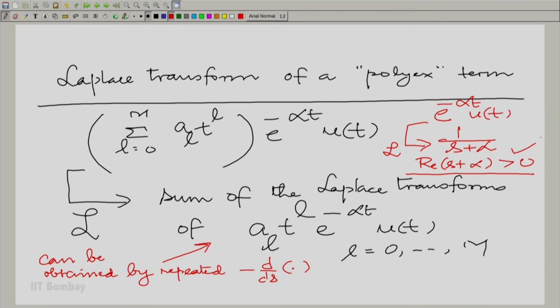Now, the same region of convergence essentially holds, and you keep differentiating repeatedly with respect to s, every time multiplying by minus 1, and you get additional multiplications by t. And of course, multiplication by a constant is no problem, the Laplace transform is linear. Summing up functions is no problem, the Laplace transform is linear. The Laplace transform is additive and homogeneous, there is no problem. So, now we are well equipped to study the Laplace transform of a Polyex term.